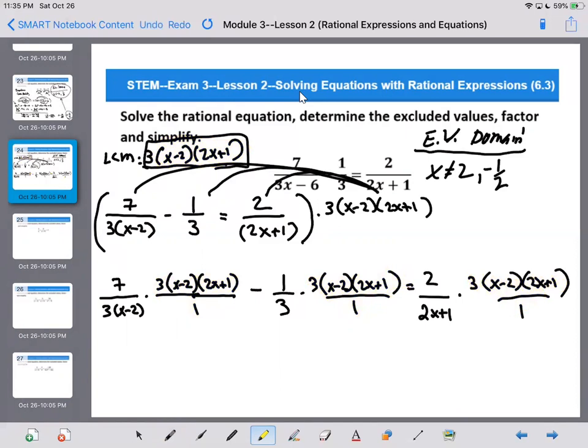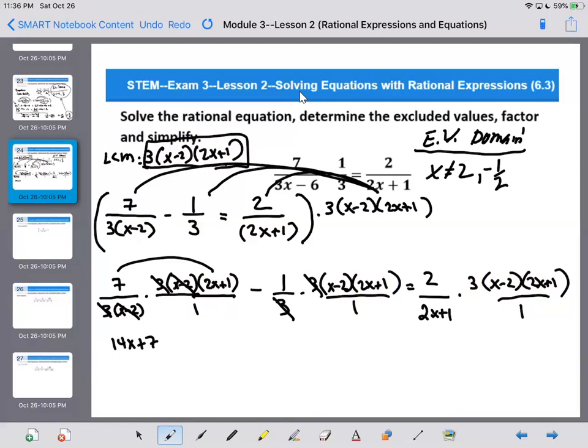So let's look for things that are going to divide out. Well, this 3 will divide out here. This x minus 2 will divide out here. And then we've got 7 multiplied by the 2x plus 1, which would be 14x plus 7. Next one, we're looking at this 3 will divide here.